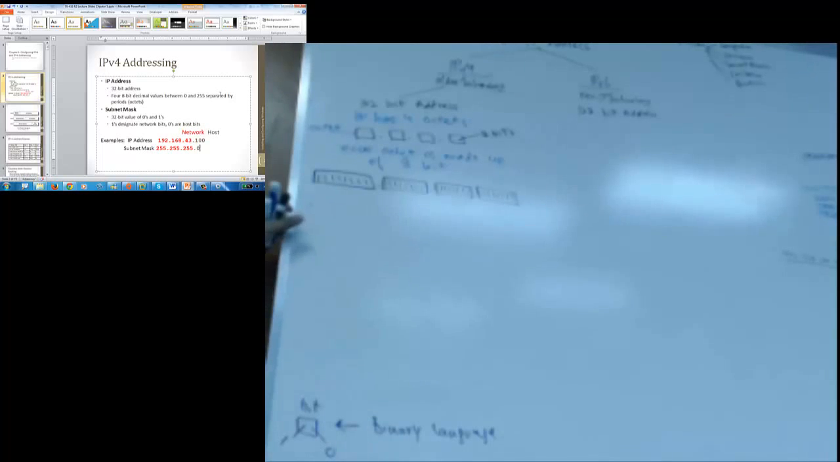Binary. Binary language. No, machine language is different. In binary language, there are only two digits, 0 or 1. The language that we use normally is called decimal. So the numbers that we use in our real life, that numbering is known as decimal.